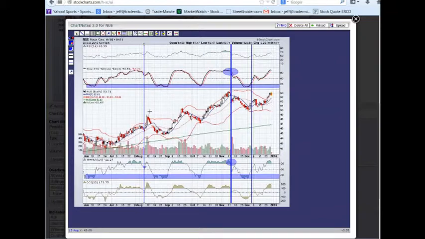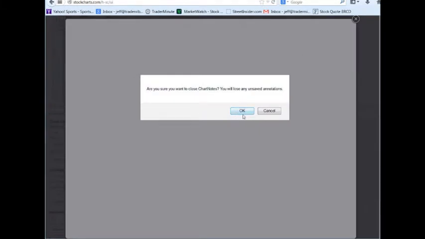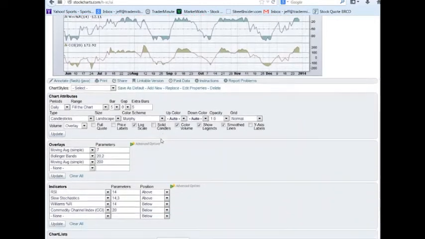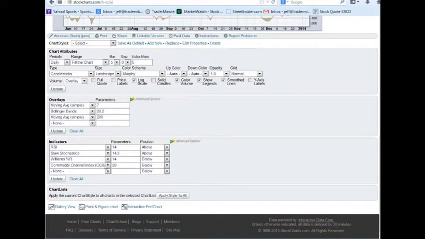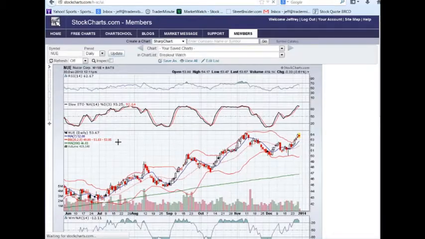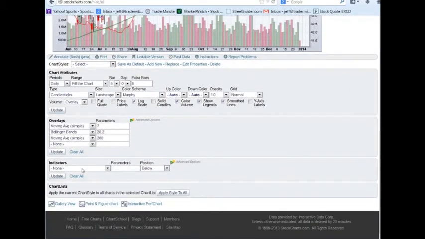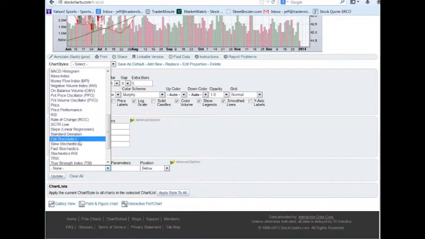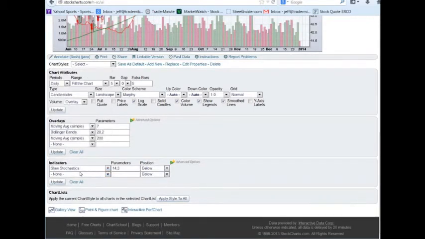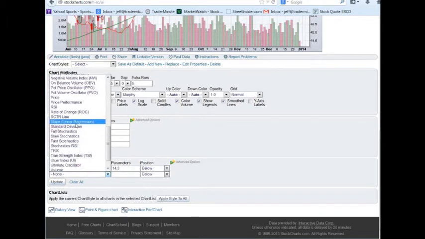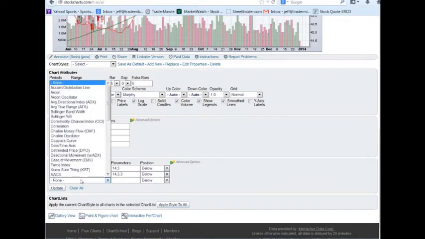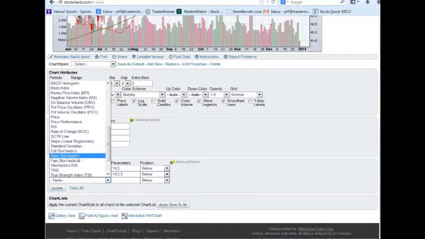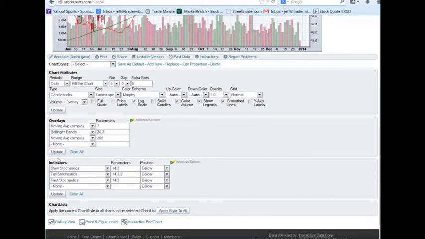Let's break each one of these down a little bit more. Let's take the stochastics, which is my favorite oscillator. Of all these oscillators, the RSI, the CCI, you name them, the stochastics is my favorite. And generally, I'll use a slow stochastics. But let's pull these up. I want to show you the slow, the full, and the fast stochastics, because there are three of them.